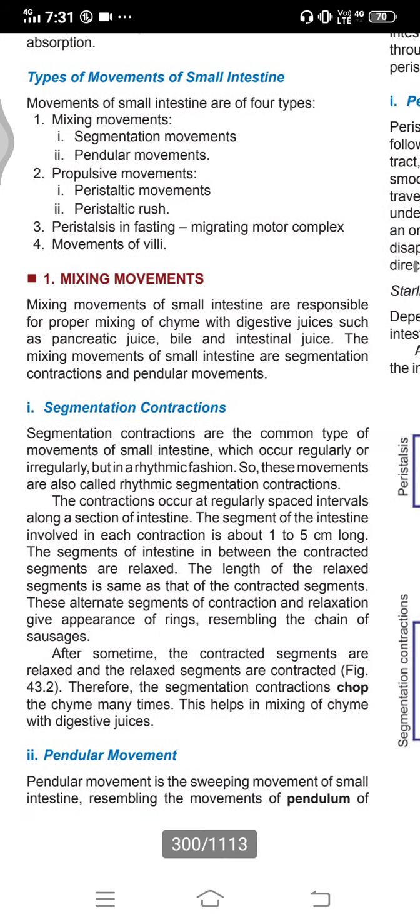What are mixing movements? Mixing movements of small intestines are responsible for proper mixing of chyme with digestive juice such as pancreatic juice, bile and intestinal juice. The mixing movements of small intestine are segmentation contractions and pendular movements.